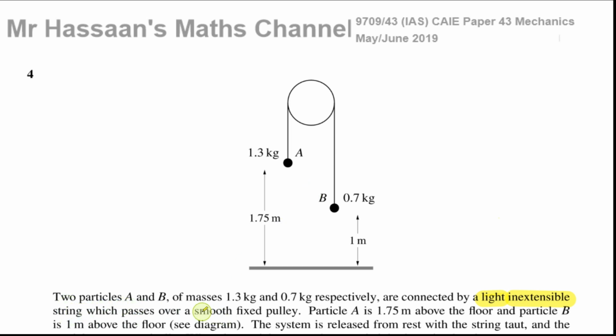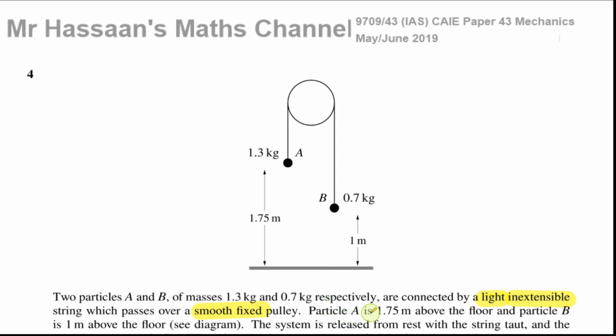Which passes over a smooth fixed pulley. Smooth means there's no friction in it, which means the tension on either side of the pulley will be the same. The string on this side of the pulley and that side of the pulley will have the same tension. Fixed means it's fixed in place, it doesn't move. The actual pulley itself doesn't move.